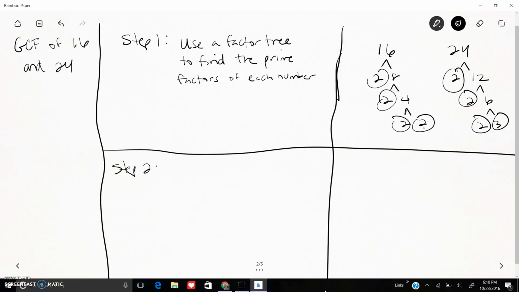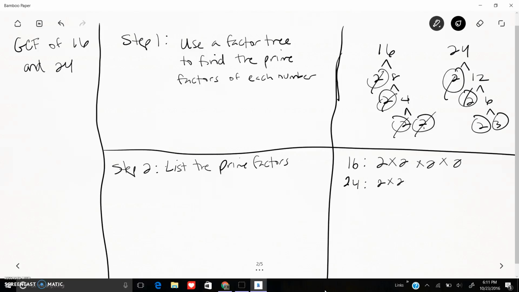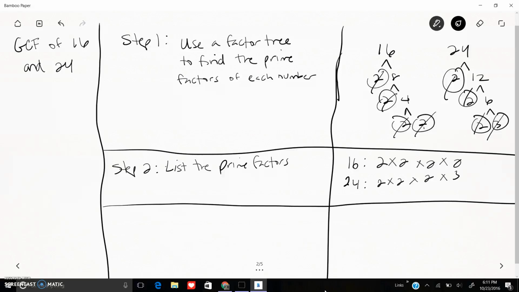Step 2, now I'm going to take those prime numbers and list them. So list the prime factors. My prime factors of 16 are 2 times 2 times 2 times 2. My prime factors of 24 are 2 times 2 times 2 times 3. And then I'm going to circle all the common ones and multiply them together.